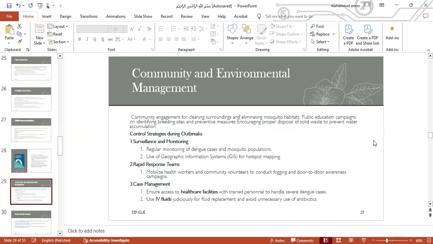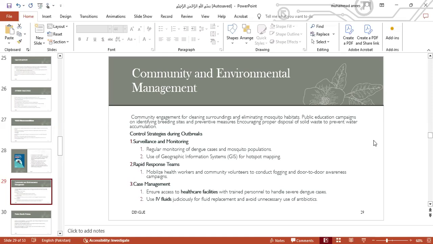Moving on to the community and environmental management of the dengue cases, we see that community engagement for cleaning surroundings and eliminating mosquito habitats, public education is also very important, and campaigns on identifying breeding sites and preventive measures, encouraging proper disposal of solid waste to prevent water accumulation.